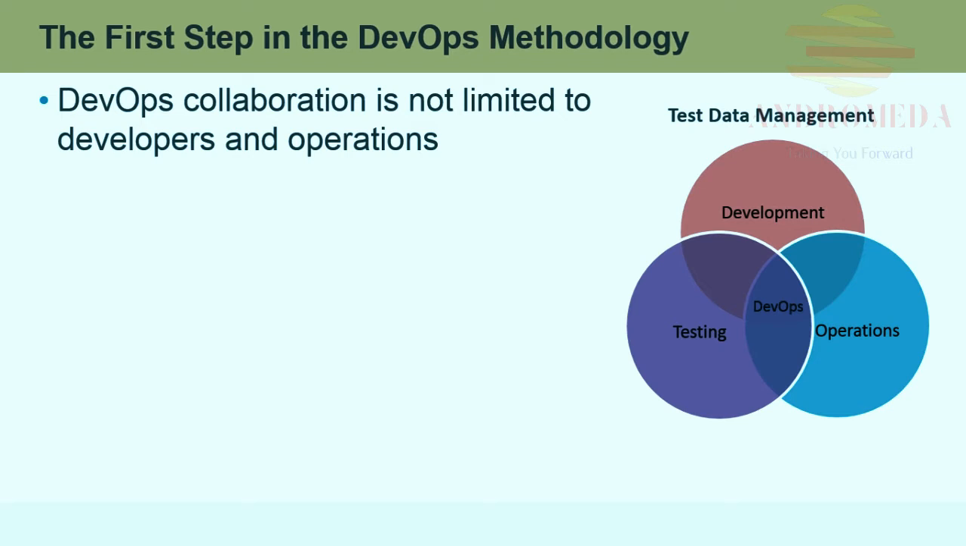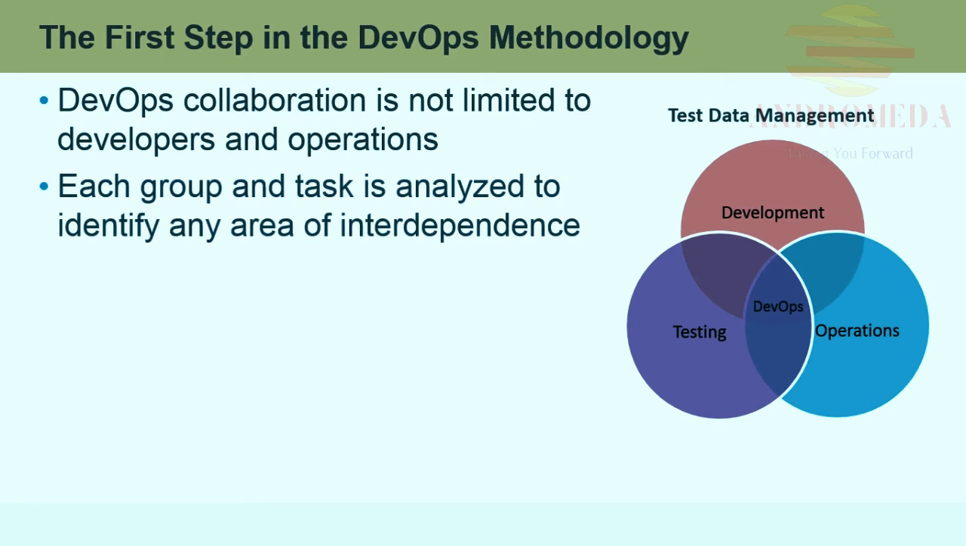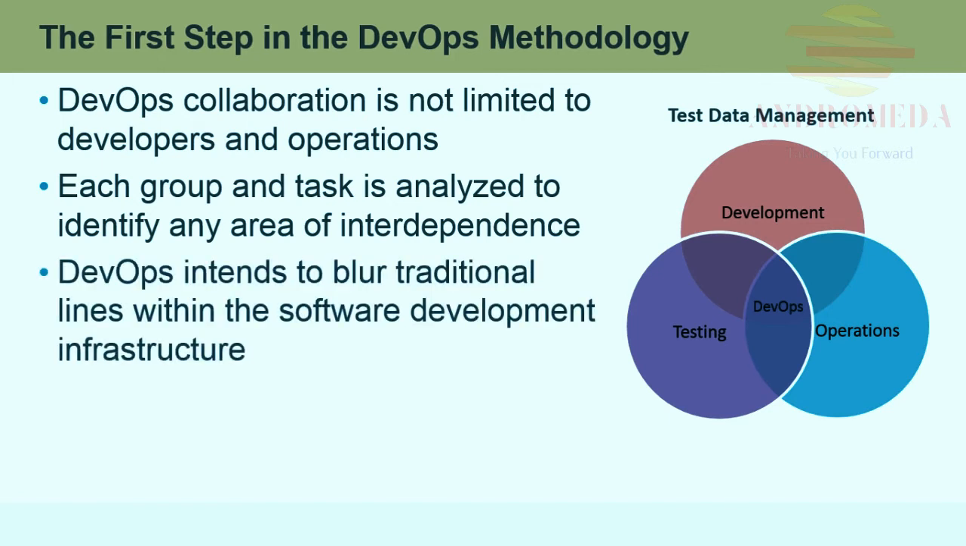DevOps collaboration is not limited to developers and operations. Adopters of DevOps identify different groups within their software infrastructure and the tasks they perform. Each group and task is analyzed to identify any areas of interdependence that can be added as collaborative efforts. DevOps intends to blur the traditional lines within the software development infrastructure. It is hoped that since traditional tasks are now a shared collaborative effort, each group will feel more invested in tasks that they did not traditionally perform.